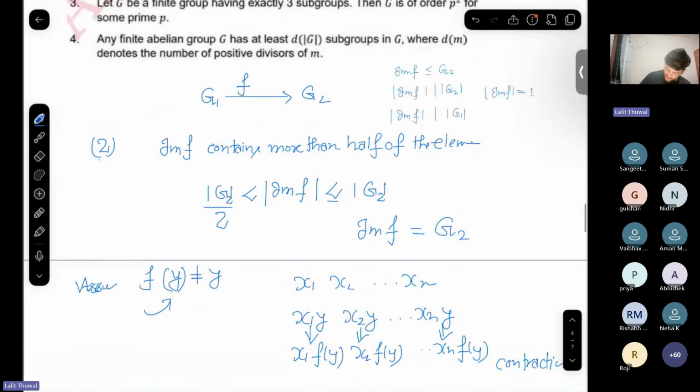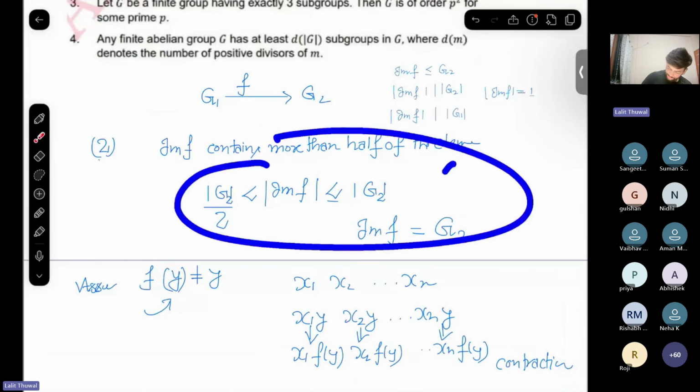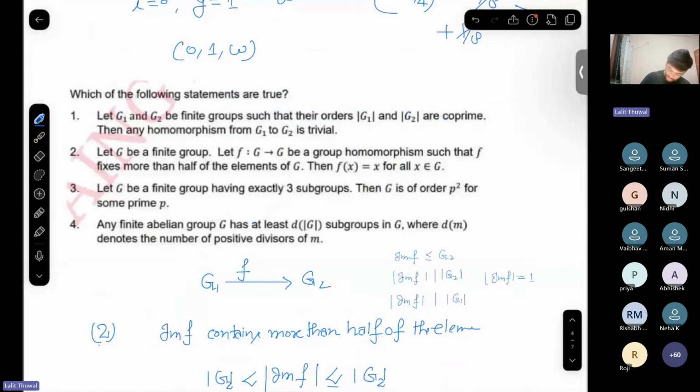Now, so this not needed. Okay. This is correct. This is correct.